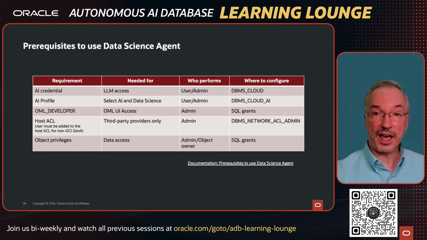You need to have your own account with that particular provider if you would like to use it. The account you use to sign in to the Oracle Machine Learning User Interface must have the OML developer privilege, and that toggle button that we showed earlier automatically assigns this as part of the UI experience. And so this is something that the administrator can grant. If you're using a non-OCI GenAI provider, there's also an access control list requirement. And finally, your account needs the appropriate privileges on any tables or views you might want the agent to access.